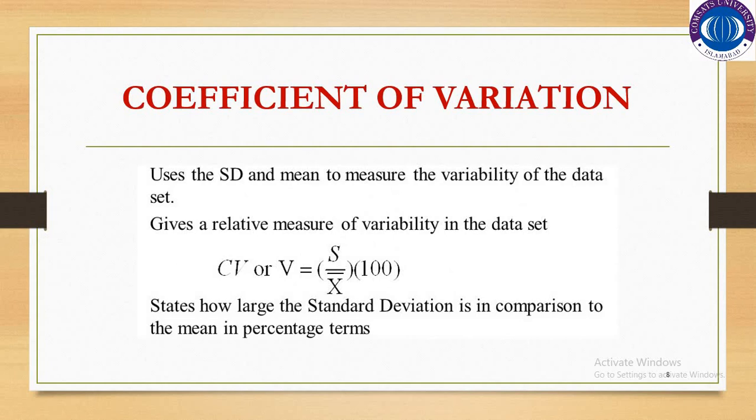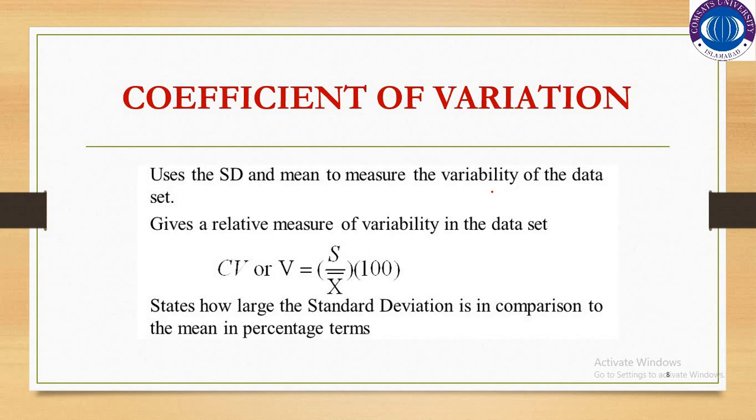Coefficient of variation. This is basically the relative measure of the variance, or you can say the standard deviation. This uses the standard deviation and mean to measure the variability of the data set. Basically, we are studying the measure of dispersion, and dispersion usually means how much the data is dispersed around the central value. And this is basically the measure of variability in the data.